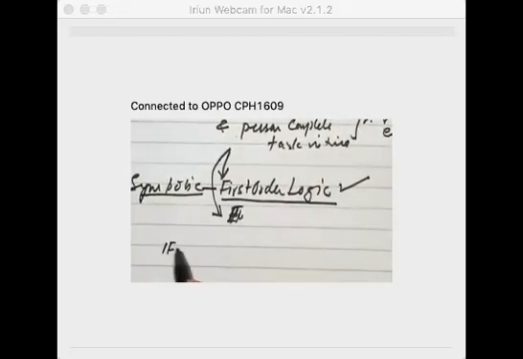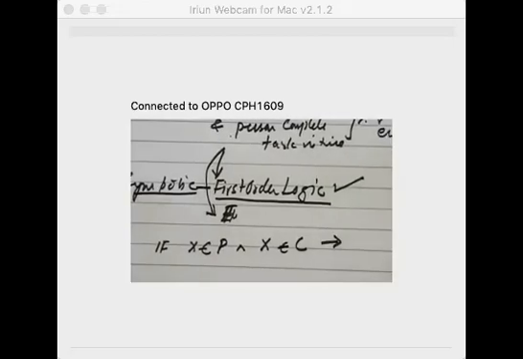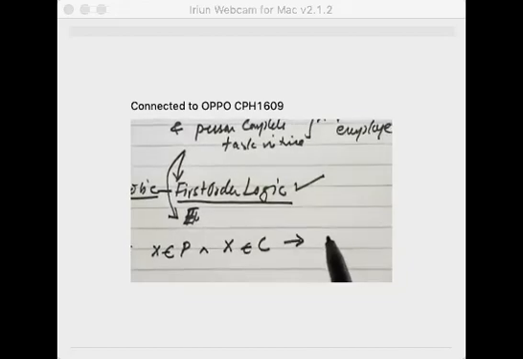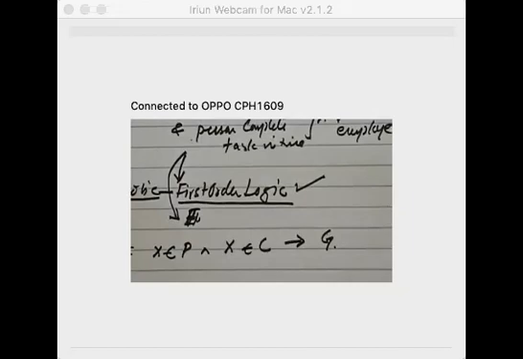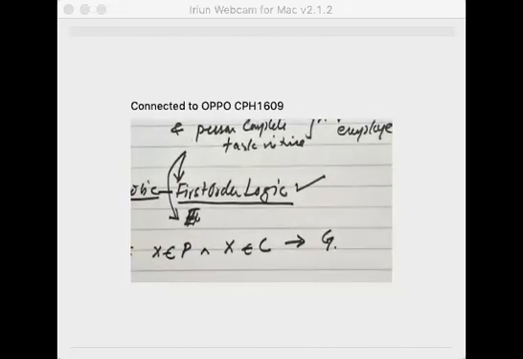I can say that if a person X belongs to a category of, say, punctual people, and the same person X also completes the task, then the person is a good employee. Okay, so I've used some symbols here to represent this knowledge, right?